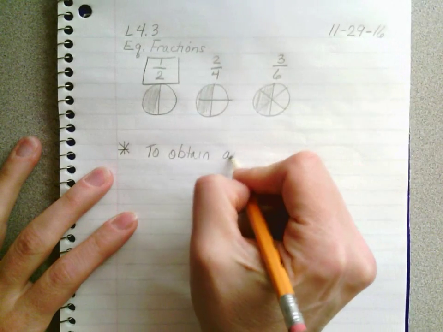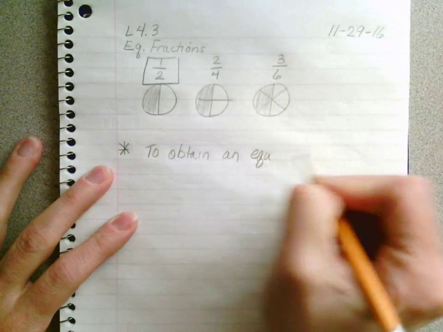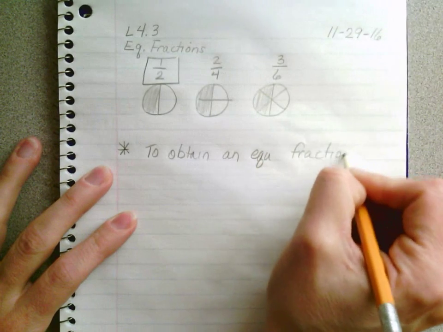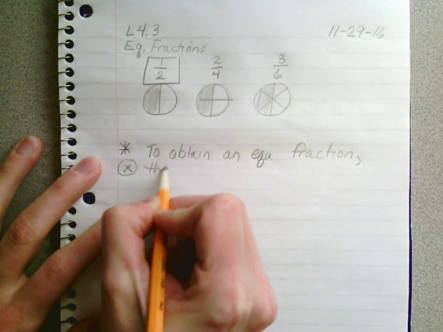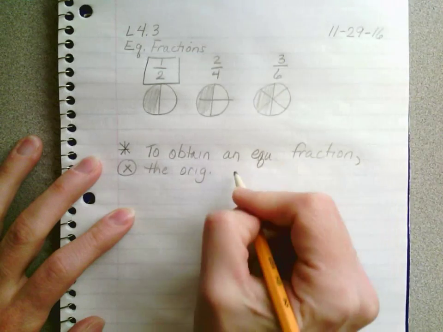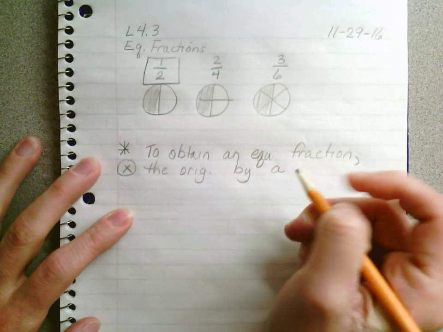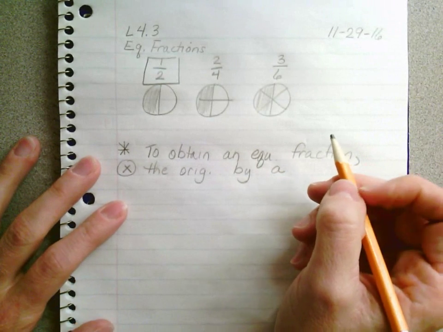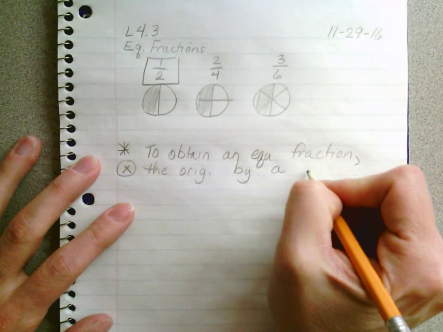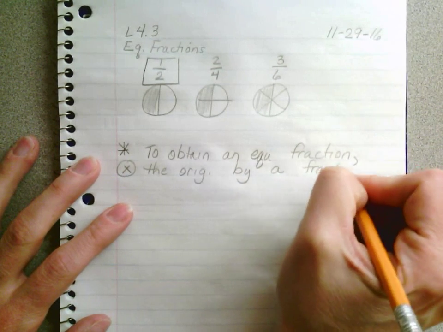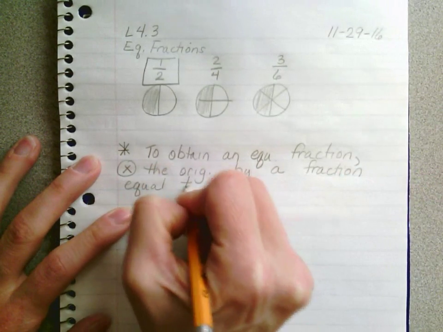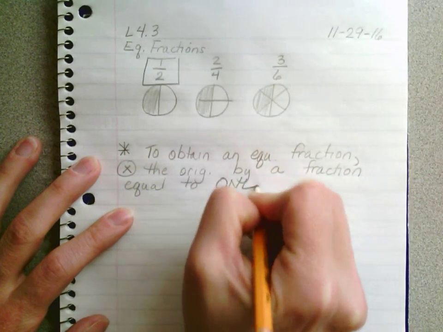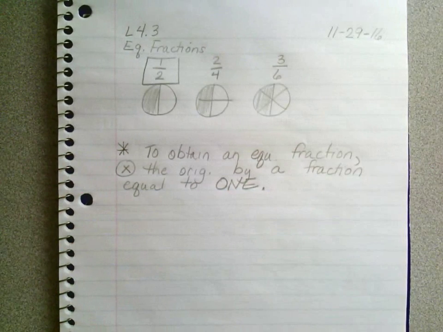To obtain an equivalent fraction, multiply the original by a fraction equal to 1. Well, what makes a fraction equal to 1? Well, the numerator and denominator are the same, right?